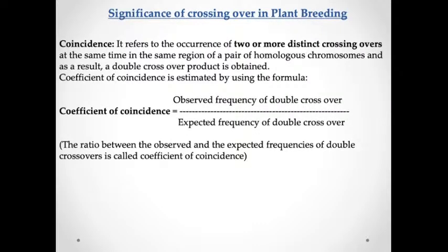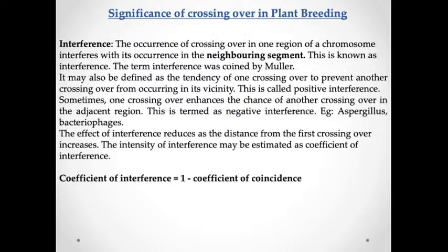So there are some terms in crossing over in the case of plant breeding. The first term is coincidence. It refers to the occurrence of two or more distinct crossing overs at the same time in the same region of a pair of homologous chromosomes, and as a result, a double crossing over product is obtained. Coefficient of coincidence is estimated by the observed frequency of double crossing over divided by the expected frequency of double crossing over. That ratio is called the coefficient of coincidence.